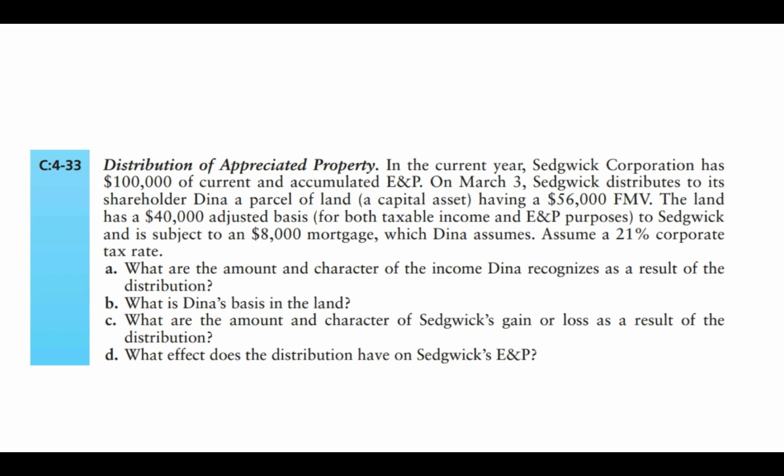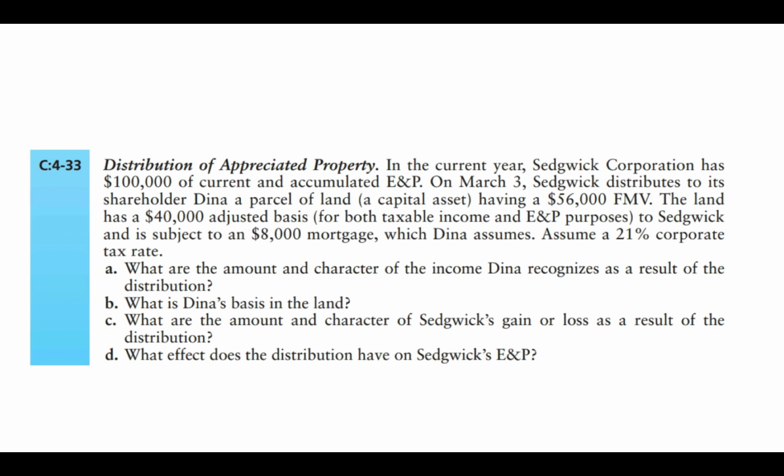In the current year, Sedgwick Corporation had $100,000 of current and accumulated earnings and profits. On March 3rd, they distributed to its shareholder Dyna a parcel of land, a capital asset, having a $56,000 fair market value. The land has a $40,000 adjusted basis to Sedgwick and is subject to an $8,000 mortgage, which Dyna assumes. Assume a 21% corporate tax rate. A, what are the amount and character of the income Dyna recognizes as a result of the distribution?